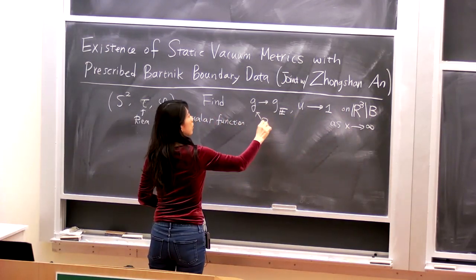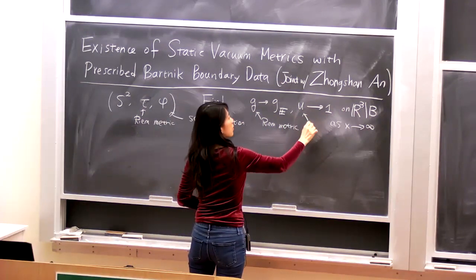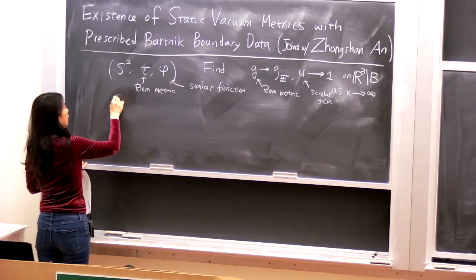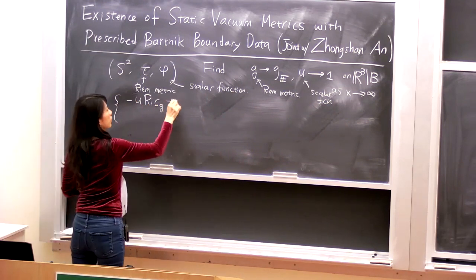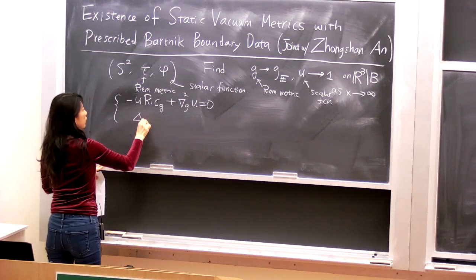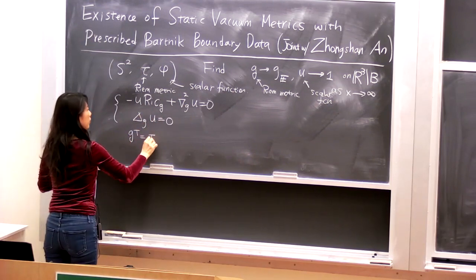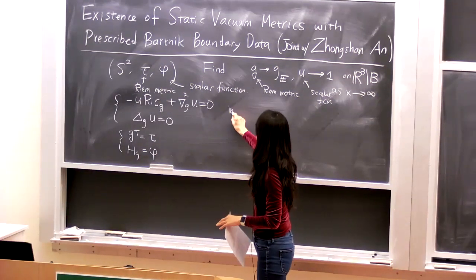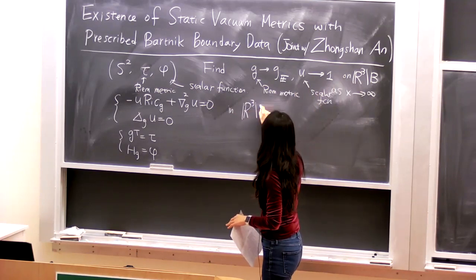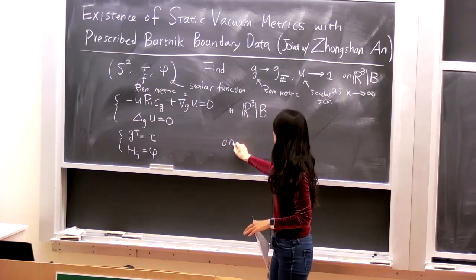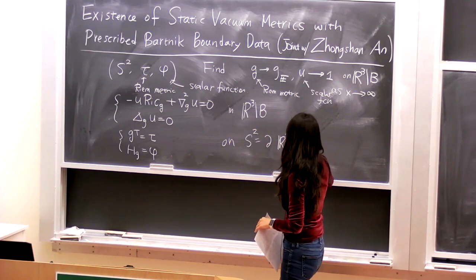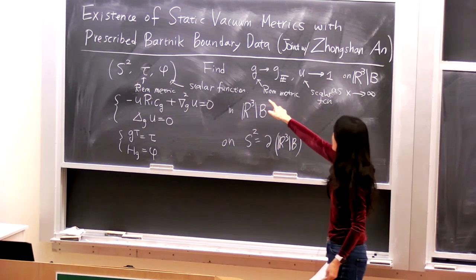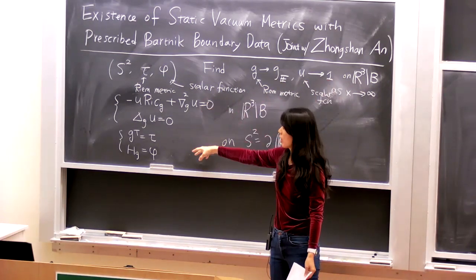So this is the Riemannian metric, and this is the scalar function, such that G and u satisfy the following boundary value problem. Here is the metric G and u defined on the exterior in R3, with these boundary values on the boundary of the manifold. So you can think of this as a prescribed boundary value problem. Given tau and phi, we want to find a solution G with some asymptotics at infinity that satisfies the interior equation and the boundary value equation.